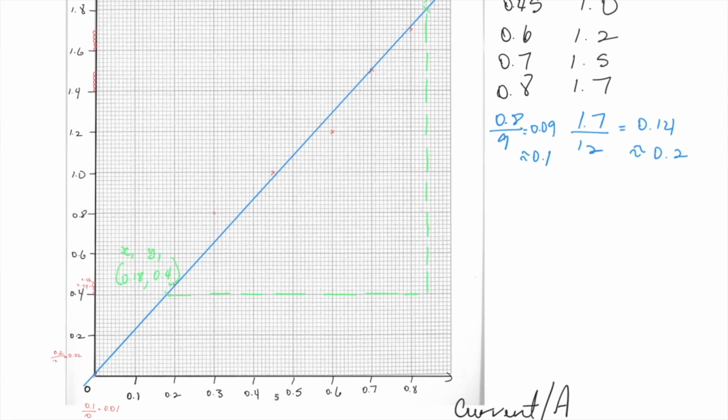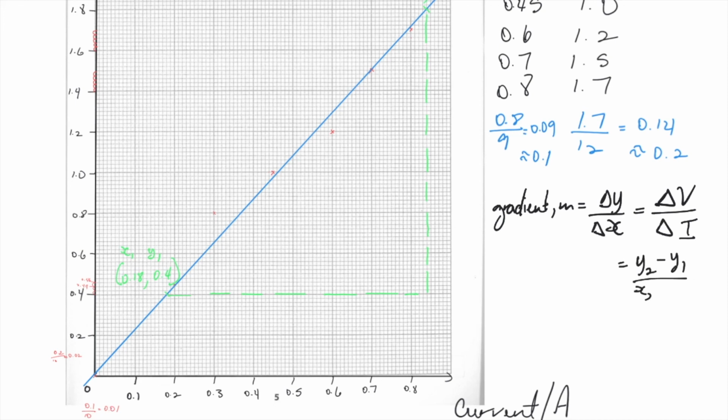Now remember, our formula is gradient, or m, is equal to change in y over change in x, but we don't have x and y here, so in this case it will be change in voltage over change in current. So it will be the same as usual, y2 minus y1 over x2 minus x1. Now I'm using y2 and y1 because it's just easier for us to remember, even though technically it's voltage and current.